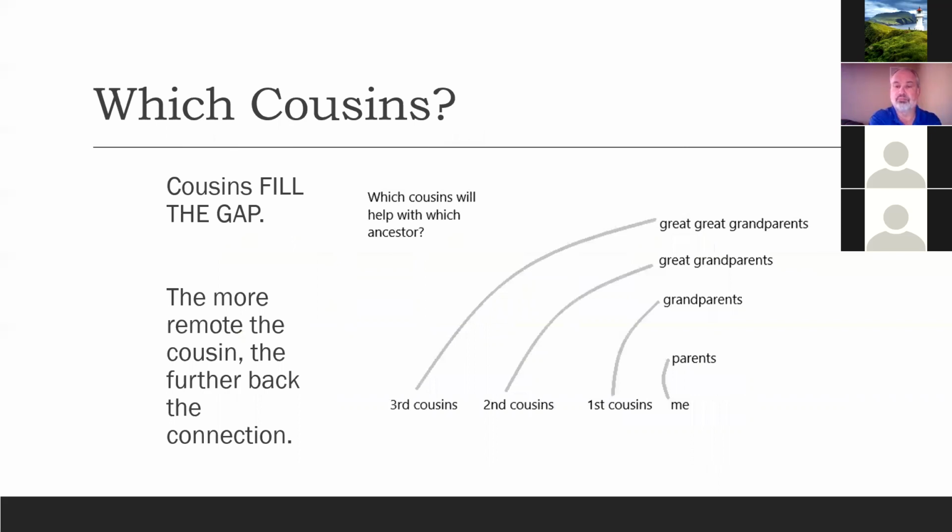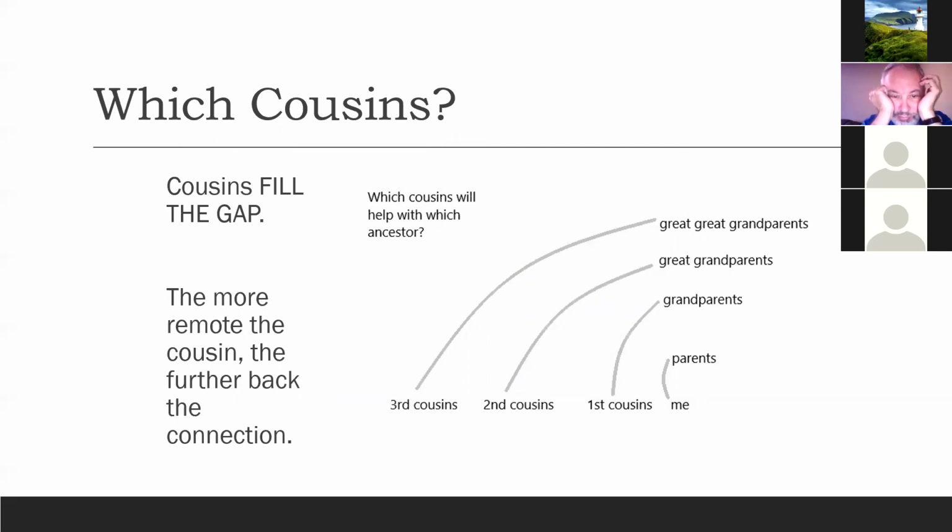So let's think about which cousins fill the gap. So just a reminder, your first cousins, you have common grandparents. Your second cousins, you have common great-grandparents. Your third cousins, you have common great-great-grandparents, and so on.